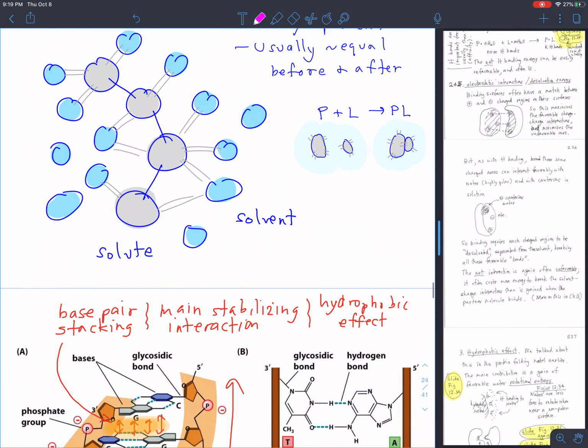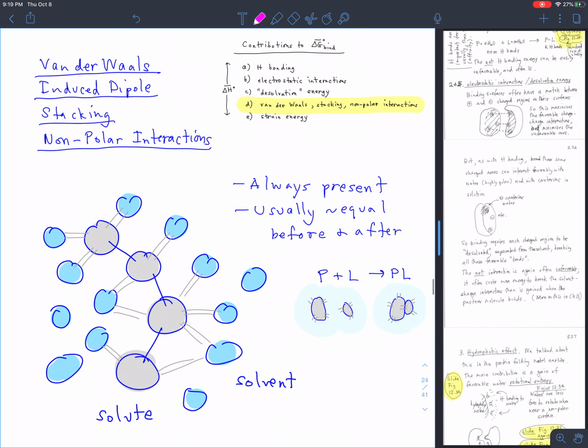All right, next to last contribution. This goes by a whole bunch of different names, and sometimes it's not always clear in the literature exactly which interaction or which kind of effect people are talking about, but I'll lump them all together here. So these are all quite non-specific induced dipole, ultimately induced dipole kinds of interactions. So they're called van der Waals, they're called stacking, they're called nonpolar interactions.